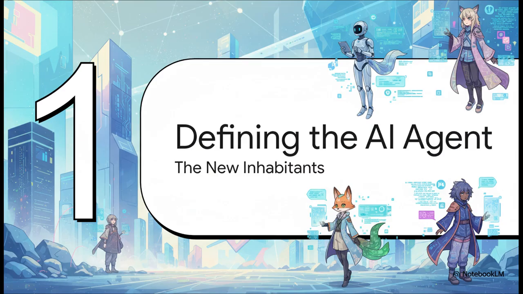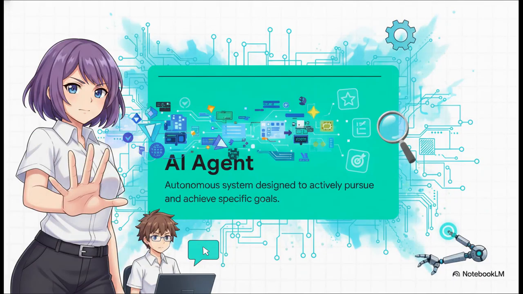Section 1. Defining the AI agent, the new inhabitants. So before we can even begin to understand this new infrastructure, we absolutely have to define who's going to live in it. The absolute bedrock of this whole concept is the AI agent. By definition, this is an autonomous system designed to actively pursue and achieve specific goals. And we need to make a clear distinction here. This is fundamentally different from the everyday AI chatbots you might be used to.